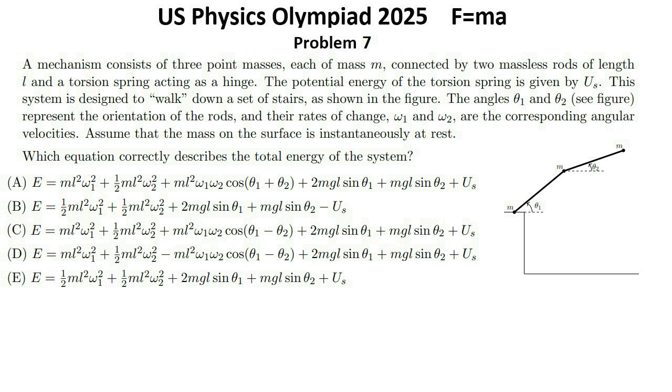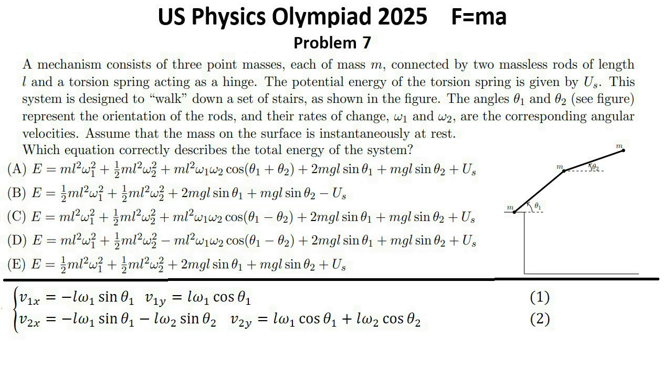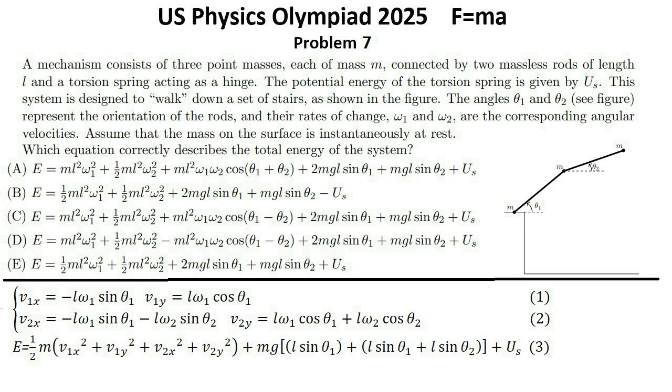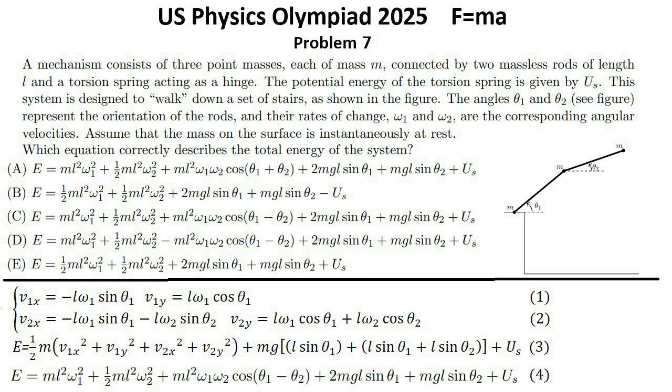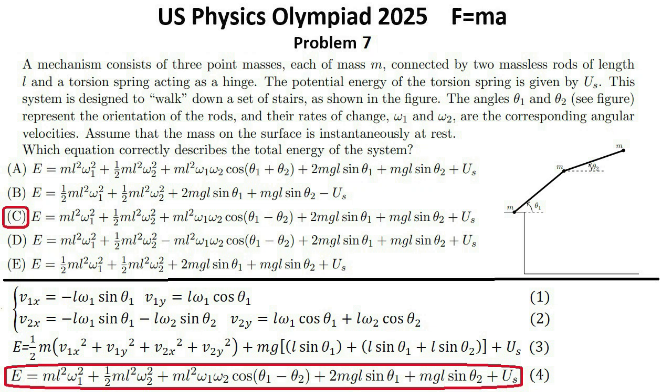Using expressions for velocities and positions, we set up the energy as a sum of kinetic energy, gravitational potential energy, and torsional potential energy terms. Velocities in x and y directions we may represent in expressions 1 and 2, so the total energy E will be expression 3. After calculations we have expression 4, which is answer C. That was solution for problem number 7.